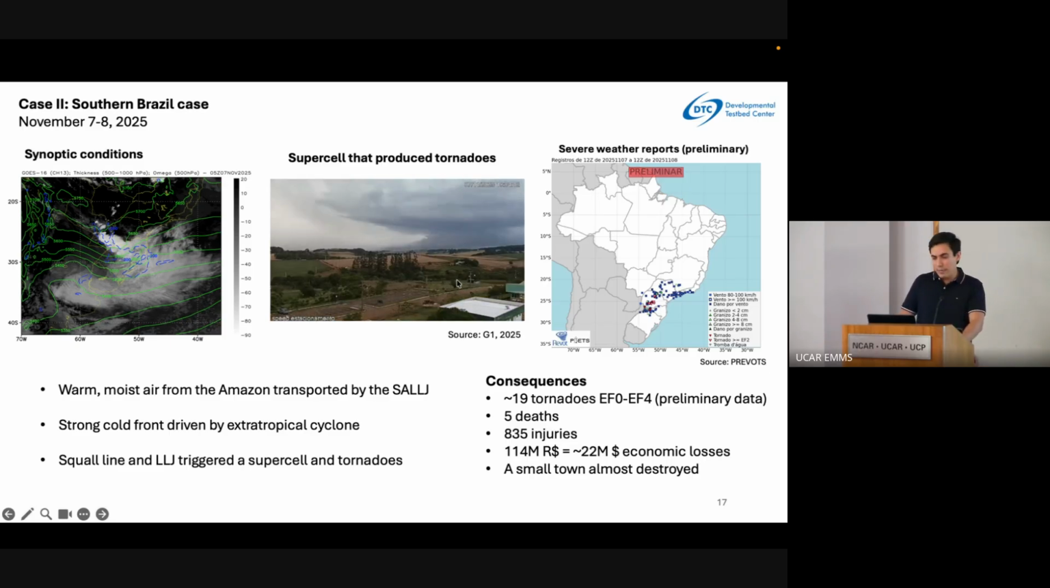and also tornadoes. So the severe weather reports for this case are basically preliminary. We had almost 19 tornadoes ranging from EF0 to EF4. We had 5 deaths, more than 800 injuries, and a small town was almost destroyed. Oh, what's going on?